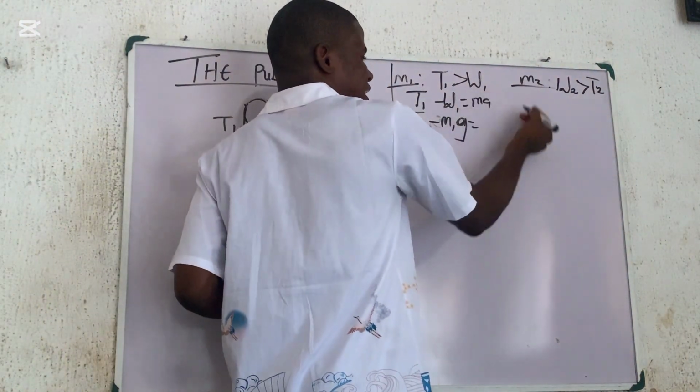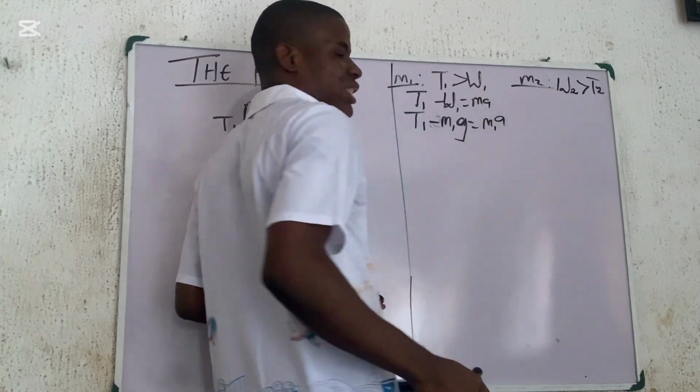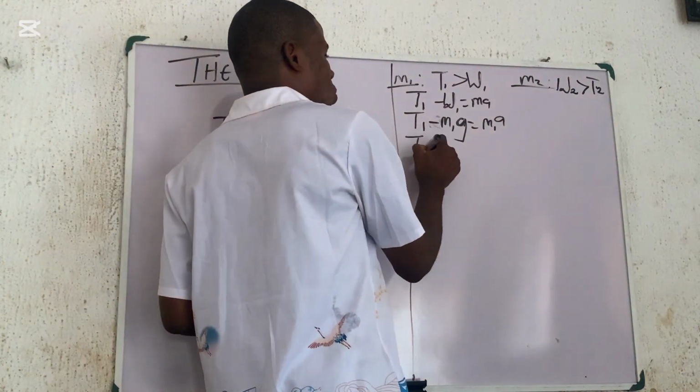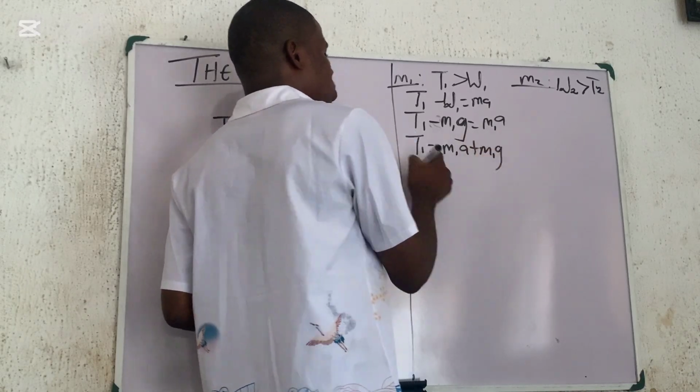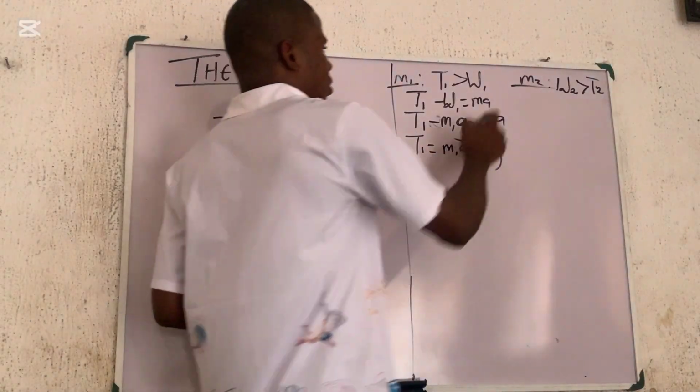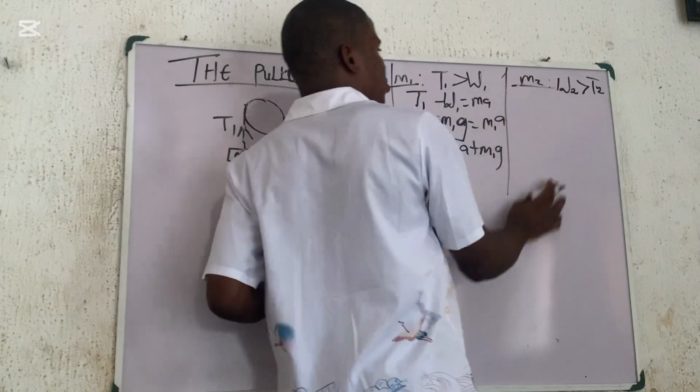It is equal to mass times acceleration, that's m1a. You should understand this at this point. Now I have that tension 1 is equal to m1a plus m1g. That's making tension 1 the subject of the formula. Now we are done with mass 1. Let's go to mass 2.